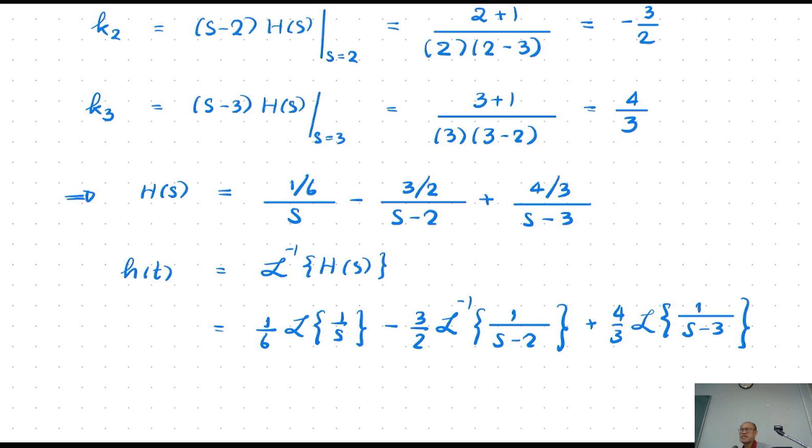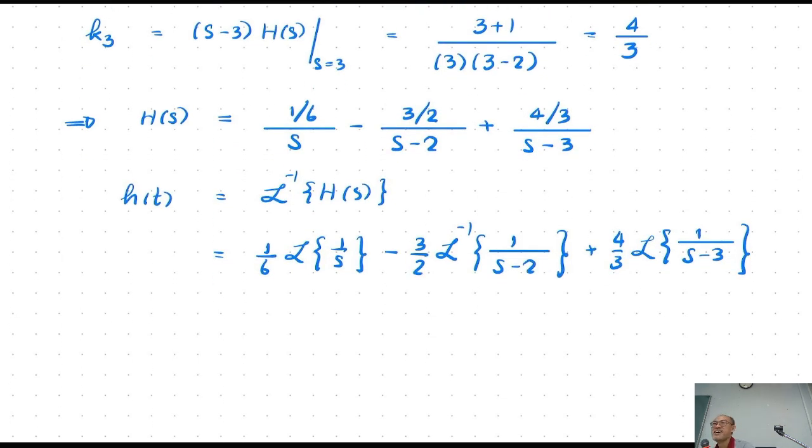You know, in my opinion, this is the easiest part in this course. This is very easy. I think it's the easiest section in this course, and everybody should get some points out of this. So the inverse Laplace transform of 1 over S is u(t), right? And the inverse Laplace transform of 1 over S minus 2 is e to the 2t u(t). And the inverse Laplace transform of 1 over S minus 3 is e to the 3t u(t).